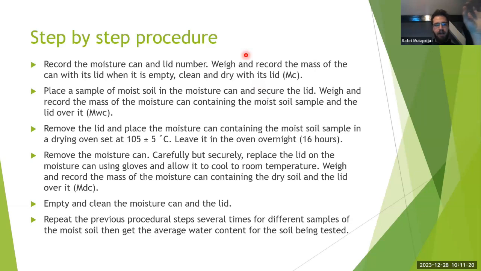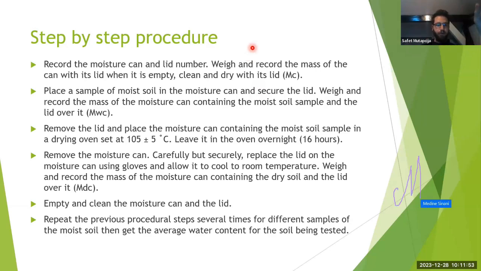Weigh and record the mass of the can with the lid when it's empty, clean and dry. So basically you're going to take your metal lid, you're going to write the number on your laboratory sheet that you're going to get or you're going to make. If you're going to work in laboratories, it's always going to be pre-made. You'll see, oh, this is the weight of my metal lid. I'm going to put a number there, just weigh it, just the metal.